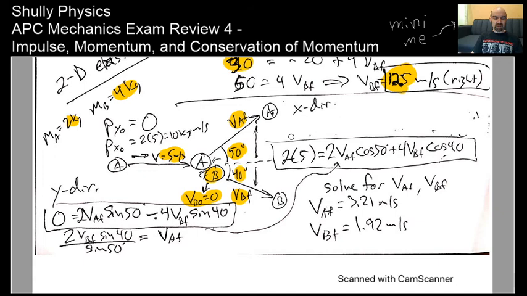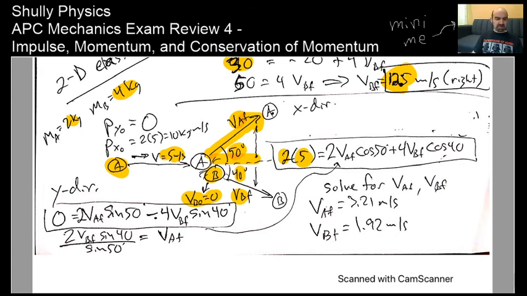So let's start with the x direction up here. This object A has a mass of 2 and it's moving to the right with a velocity of 5. So its initial momentum is 10 kilogram meters per second. After the collision, the x component of its momentum will be the mass of 2 times VA final cosine 50. It's going to be the cosine component of this velocity vector. So we take the cosine component of that velocity, that's the velocity in the x direction.